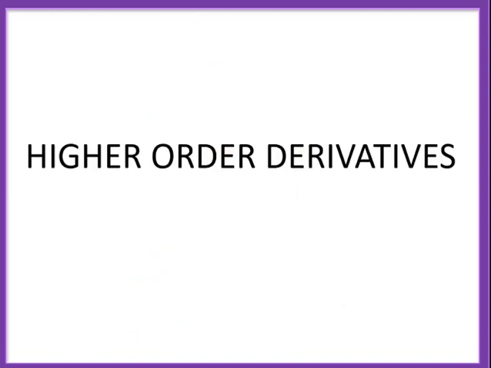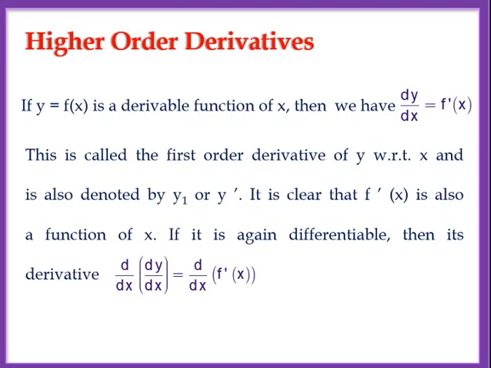Now we start with today's topic, that is higher order derivatives. If y equal to f of x is a derivable function of x, then we have dy/dx equal to what? F dash of x. This is called the first order derivative of y with respect to x and is denoted by y1 or y dash. See, all these notations are important.